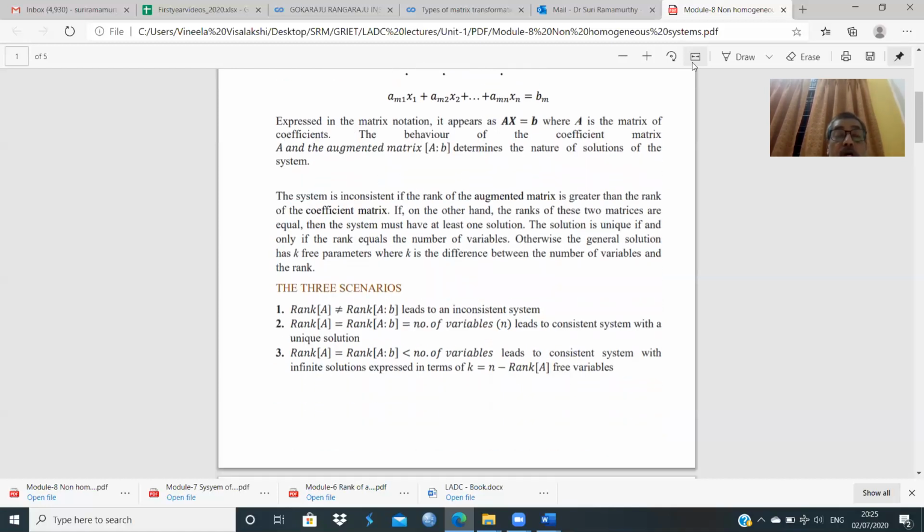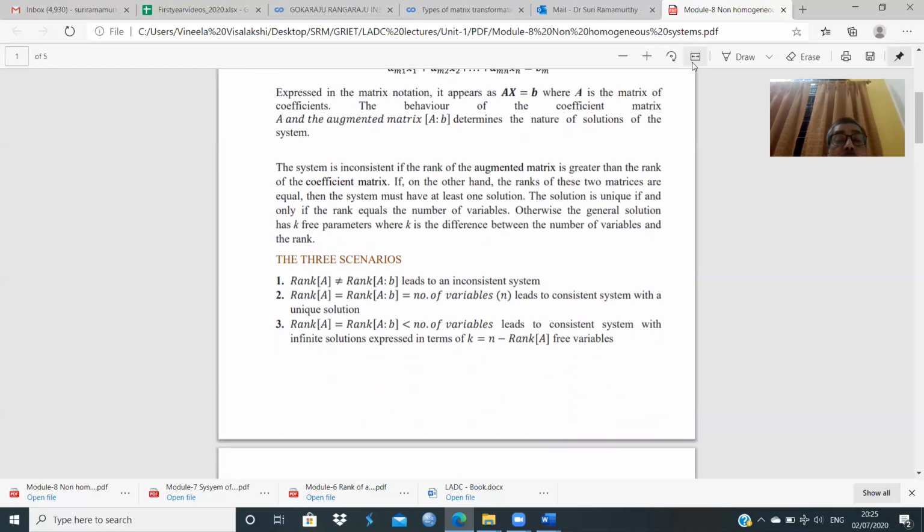So the three scenarios are: when the rank of the coefficient matrix is not equal to the rank of the augmented matrix, we are led to an inconsistent system of equations in which there is no vector which will satisfy all the equations of the system simultaneously. So such a system is called an inconsistent system. We'll discuss inconsistency in a very special situation at the end of this lecture without much details.